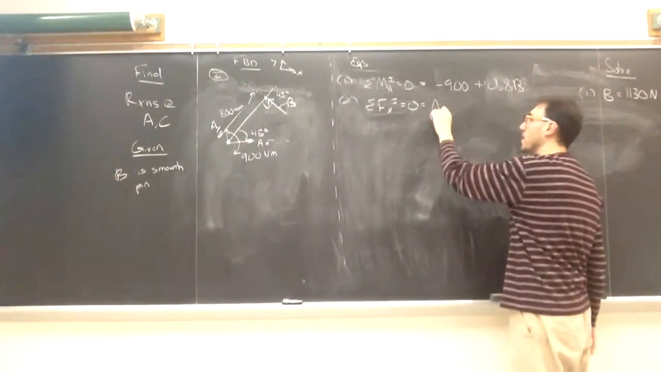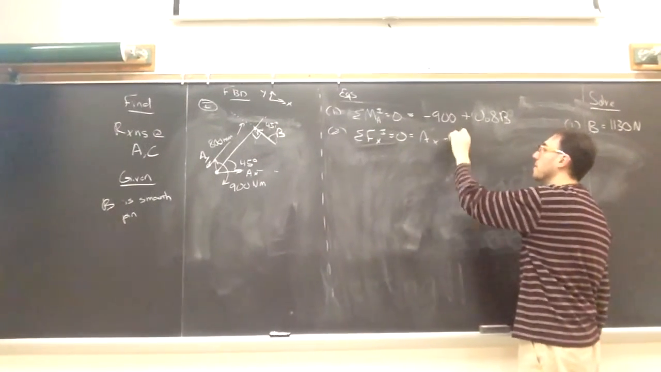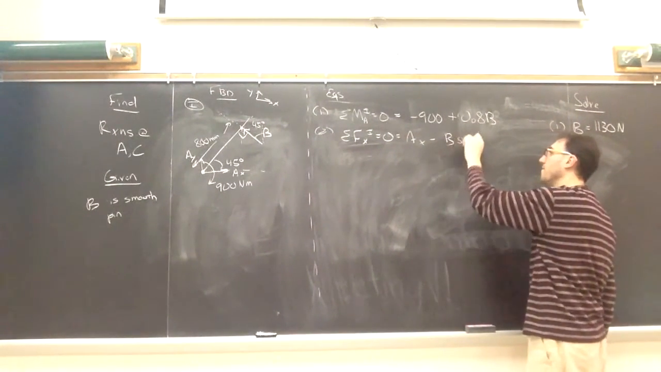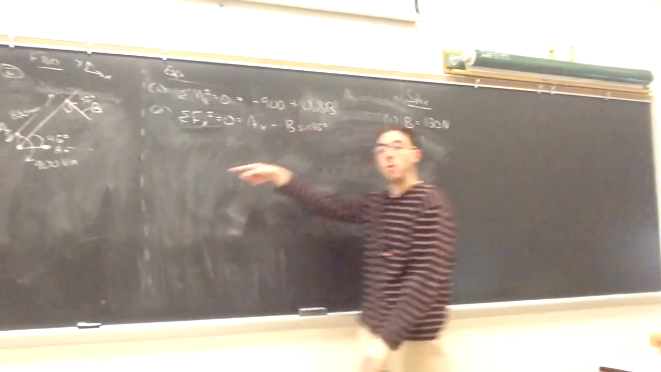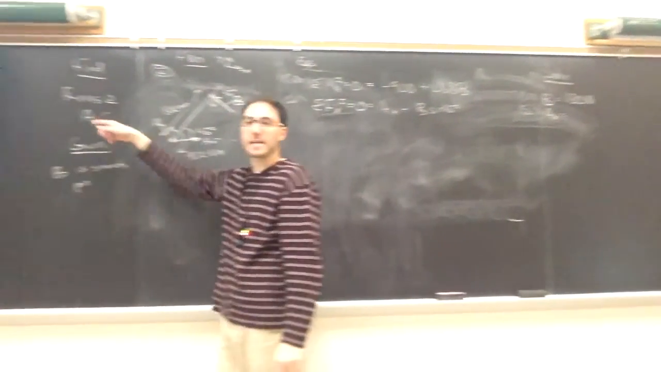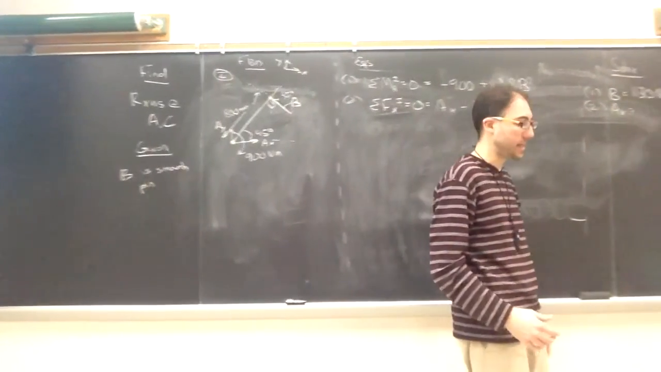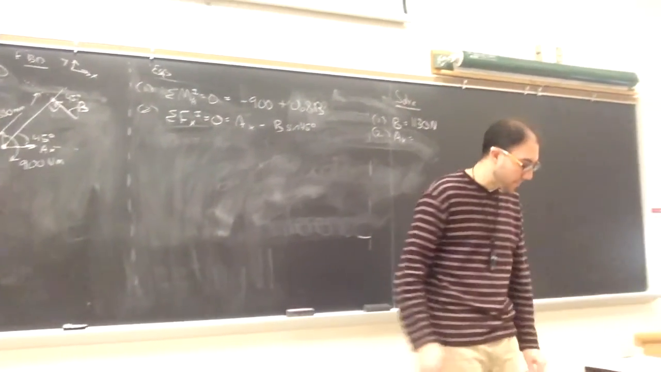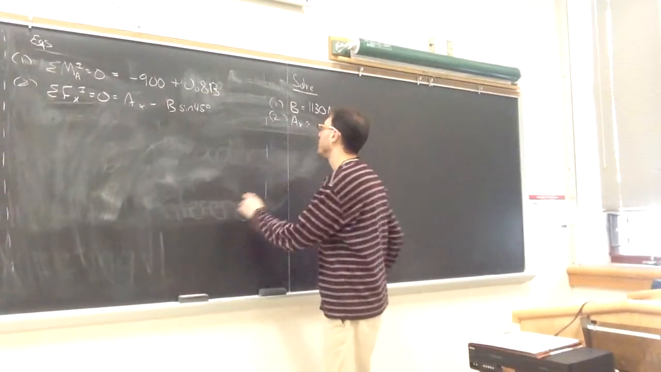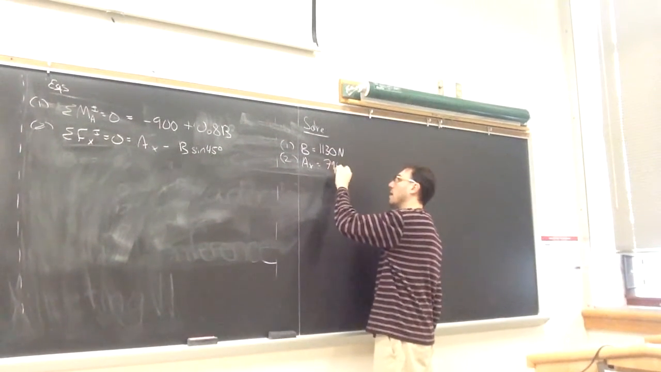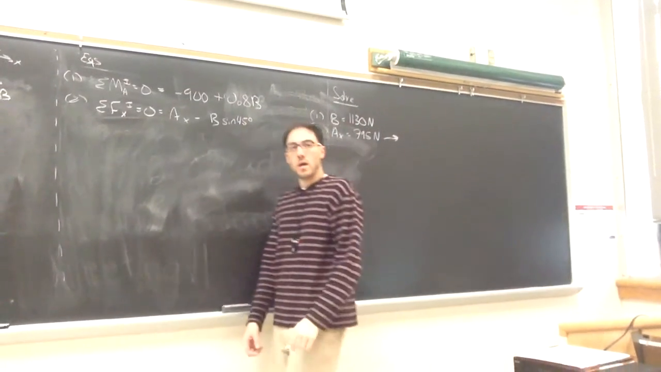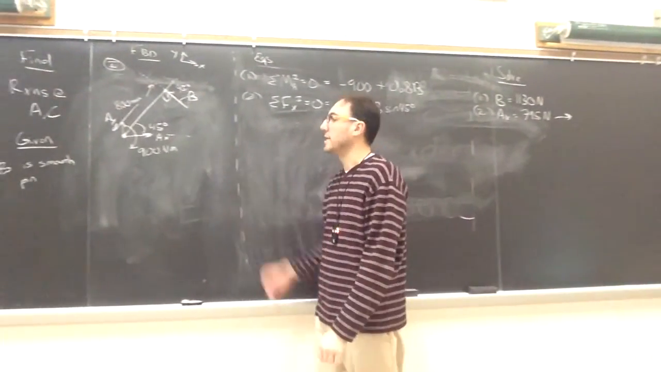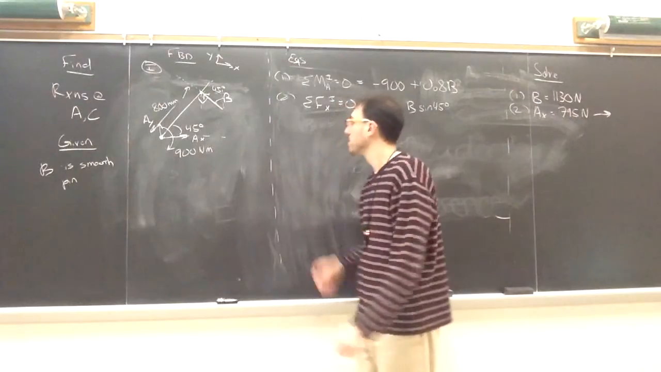In the x direction, I'll have Ax minus B sine 45. I can find my Ax. And remember, I want my reactions at A and at C, so I do need Ax and Ay in this case. Knowing B, I can know that Ax is 795. I drew it to the right, and it turned out it was positive, so that was correct.